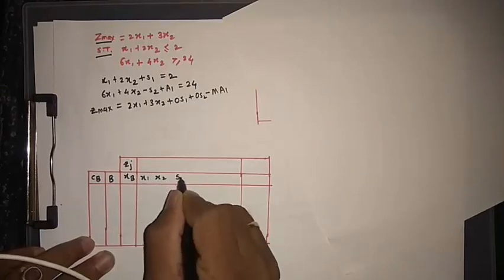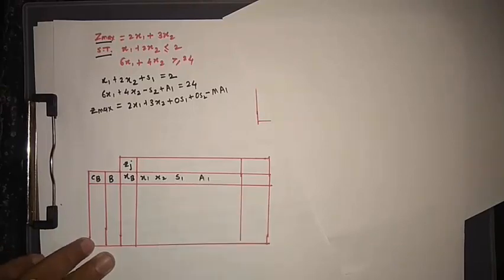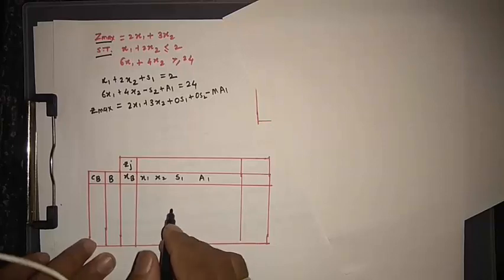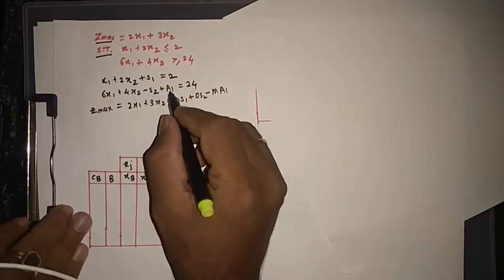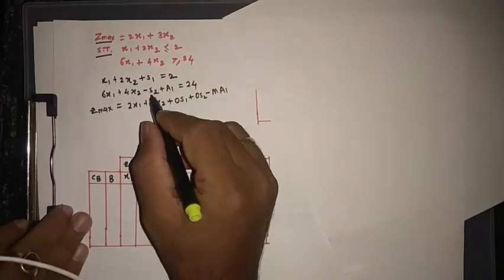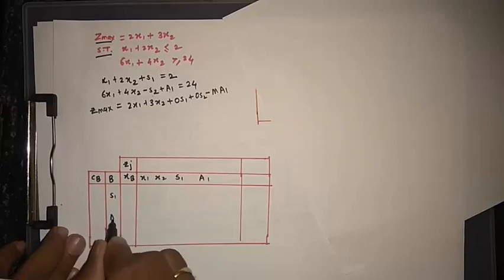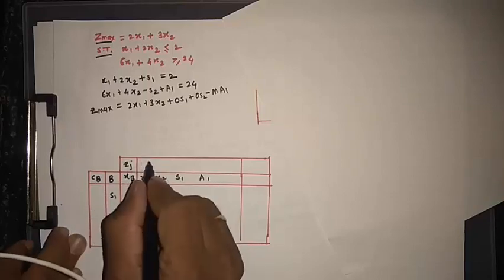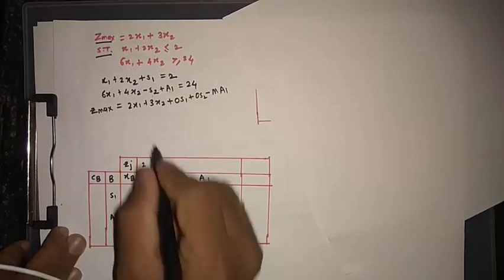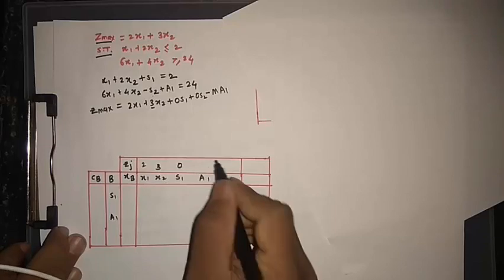After that, we write down the s1. After that, we write down the a1. Okay, these are some basic variables. Why are we not considering here s2? Because we are adding a1 for the non-negativity constraint, so we will directly consider a1 in this case. Now in this case we have two basic variables like s1 and a1, and when we consider the Zj equation, the coefficient of x1 is 2, x2 has the coefficient 3, s1 has the coefficient 0, and a1 has the coefficient minus M.